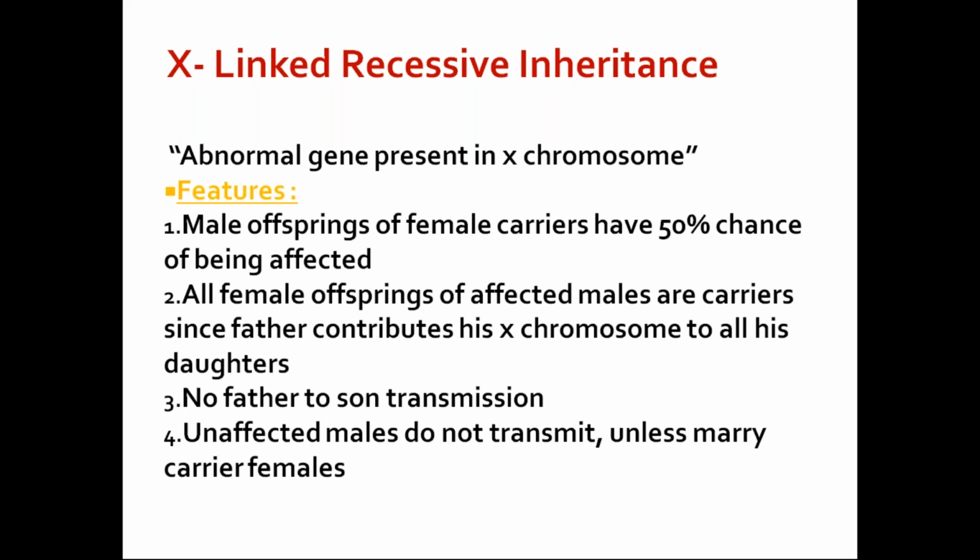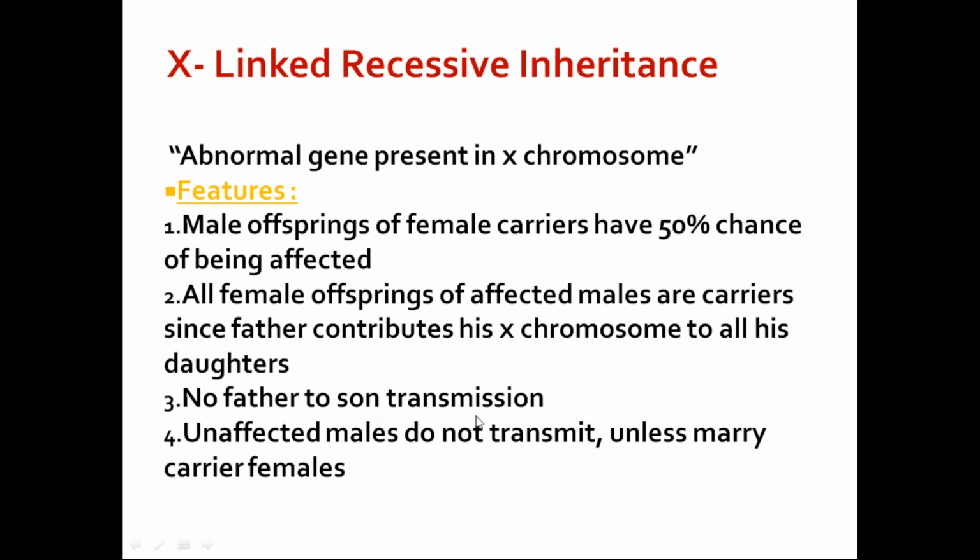X-linked recessive inheritance. Abnormal gene presentation on the X chromosome. Features: male offspring of female carriers have a 50% chance of being affected. All female offspring of affected males are carriers, since the father contributes his X chromosome to all his daughters. What do we mean by X-linked? There are 2 X chromosomes in the female and 1 X chromosome in the male. So even though the female has 2 X chromosomes, without contribution of an affected X chromosome from the male, their children are not affected.